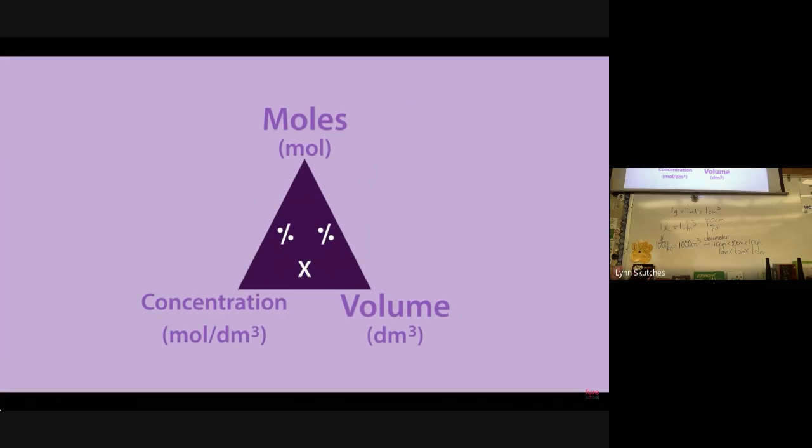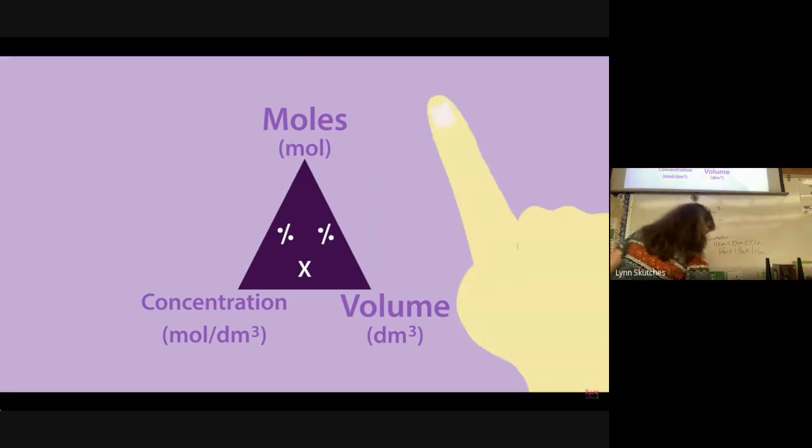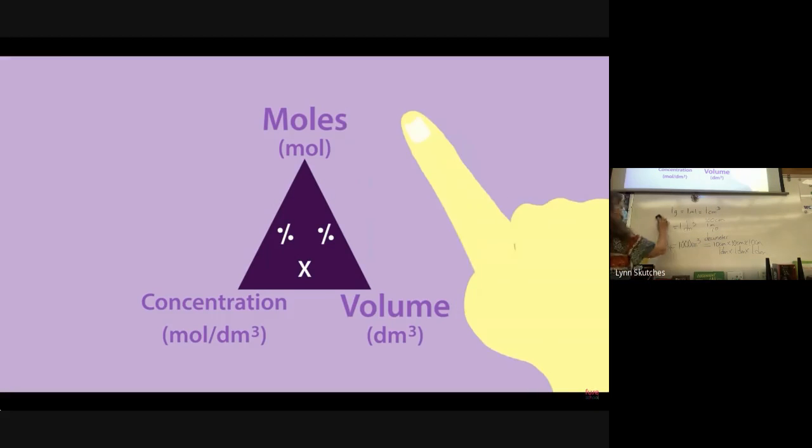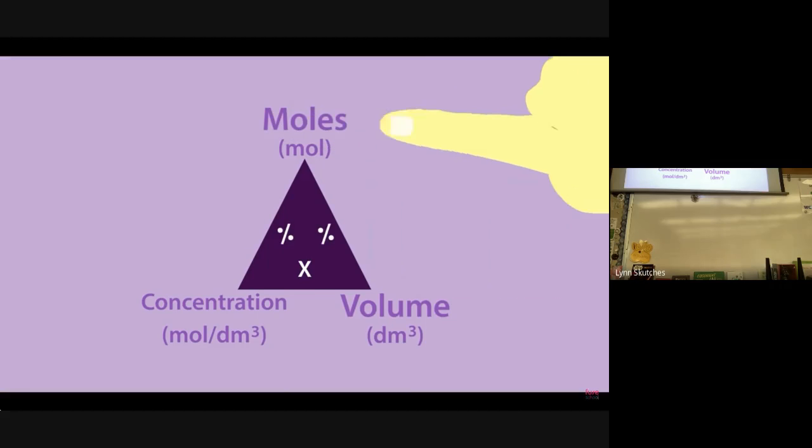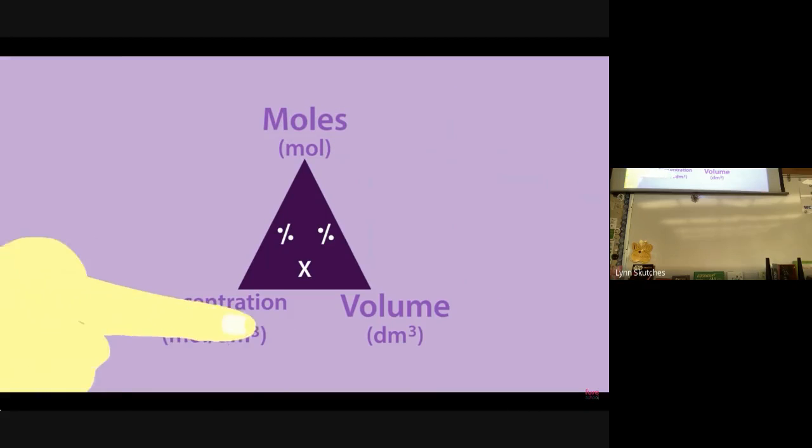Yes. You can find any of these quantities by covering up the one you're looking for with your finger. For example, if you cover moles, you can find this by multiplying the concentration by the volume. This is because any two terms on the bottom of a formula triangle are always multiplied together. If you want to find the concentration, you cover this and divide the number of moles by the volume.